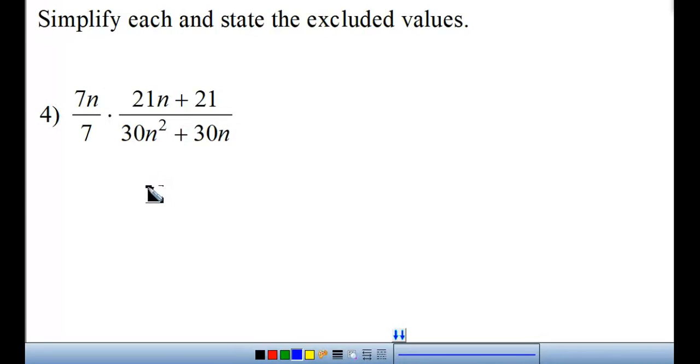Number 4 has a good mix of monomials and binomials. You can see both parts of this first fraction are monomials, so I can't factor either one. I'll go to the top of the second fraction. What do these two terms have in common? Always go with the biggest number that can divide into both of them, and in this case, it's 21. If I divide 21 into each of these, I'm left with n plus 1. Now I'll go to the denominator. What do these two terms have in common? 30n. When I divide 30n into each of them, I'm left with n plus 1.